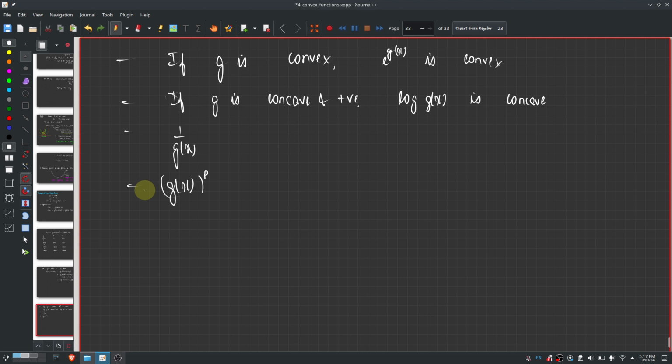And now sums of, so if g is a vector valued function, so I have g1, g2, g3 up to gk, then summation i equal to 1 to k gi of x whole to the power p. You can now derive conditions under which this function is convex or concave.